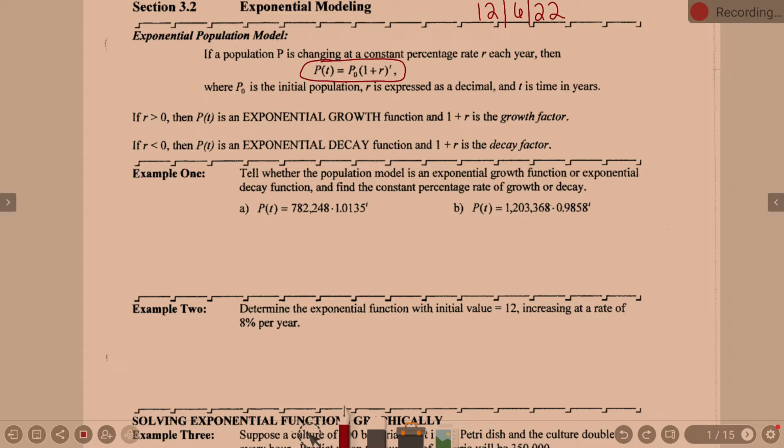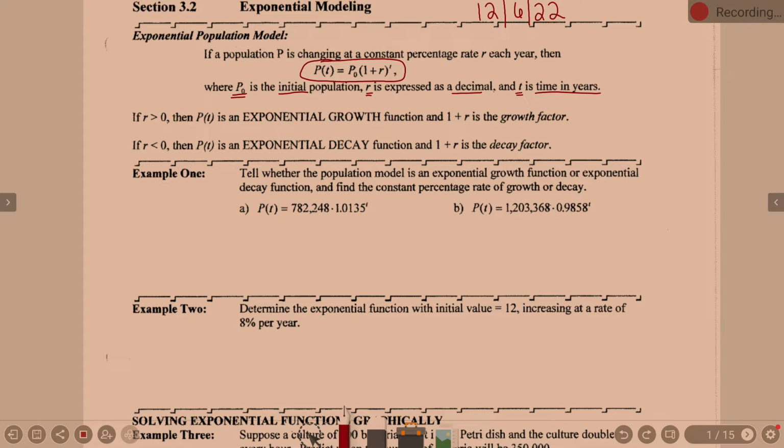But notice it says where I call that P naught is the initial population. Maybe you call it P sub 0 or P0. I don't know what other teachers have called it, but that represents the population at time 0, and so it is the initial population. R, of course, is your percentage rate. Anytime you're in an equation, R is expressed as a decimal. And T, of course, is time in years.